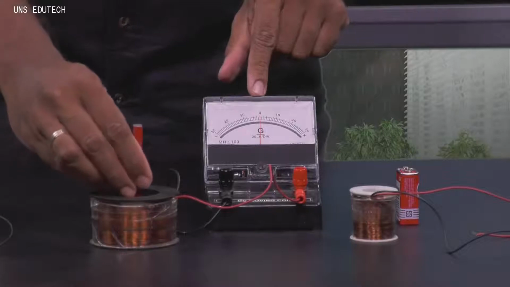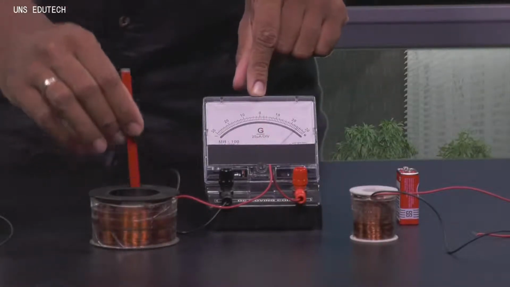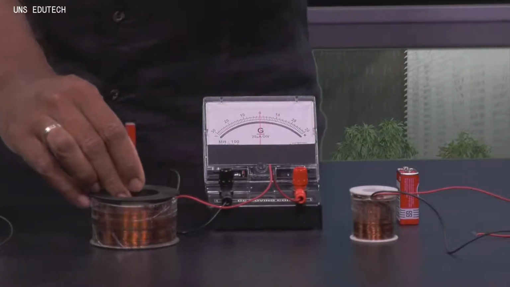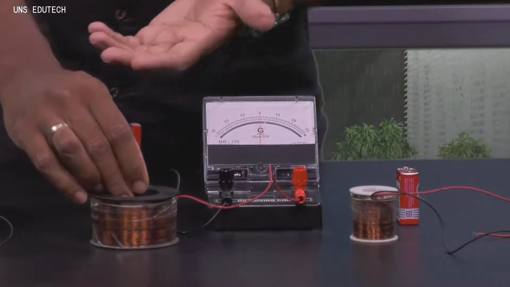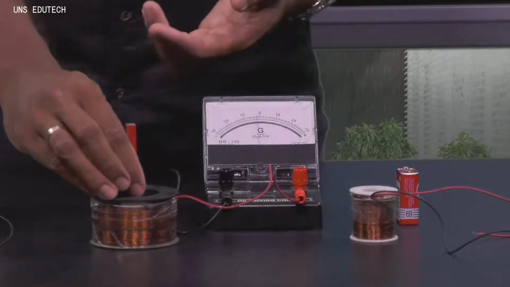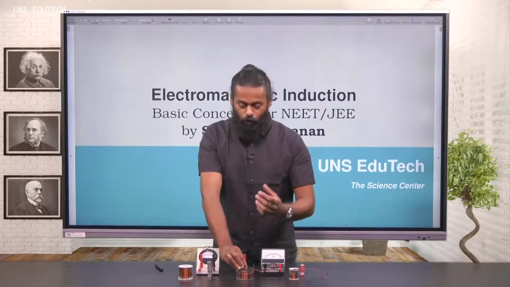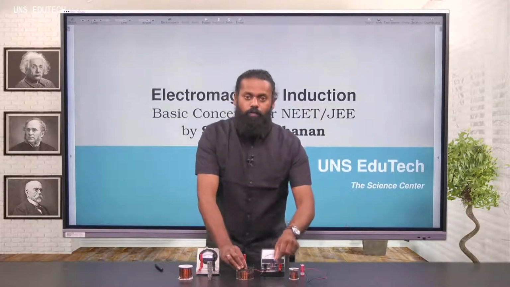You can see that if I move this magnet inside, there is a deflection. It's a very interesting finding, invented by Michael Faraday in 1831. You can see that when you move this magnetic field, the magnetic field applies a certain force on the free electrons inside this conductor, and those free electrons flow through the conductor.